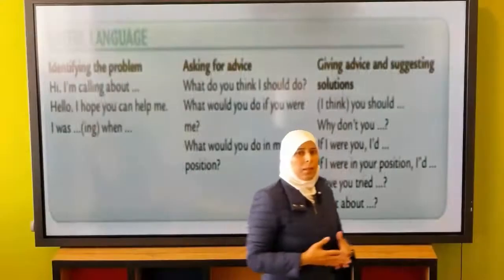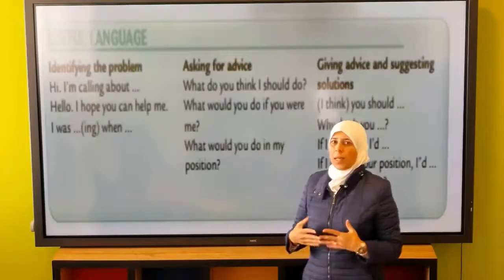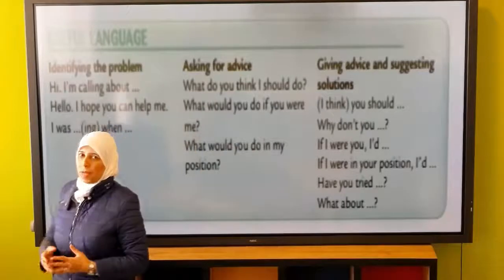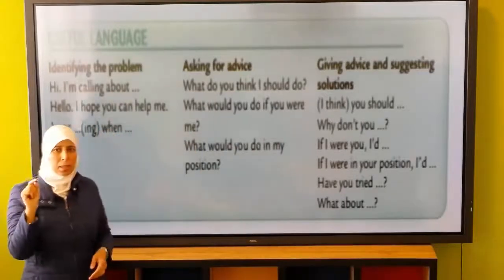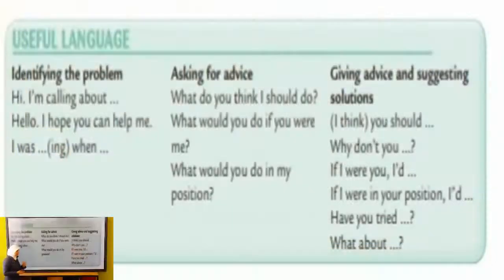So, at the end, here we have useful language. How can I give an advice if I have a problem? First of all, identify the problem. If I want to call the helpline assistant to give any problem I have, so I must identify the problem. I must introduce what is the problem I'm having. First of all, I can say to him, hello, hi, I'm calling about. Hello, I hope you can help me. I was and when. And asking for advice, as we have seen.